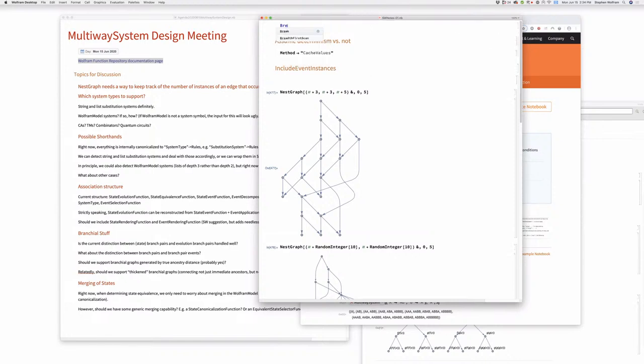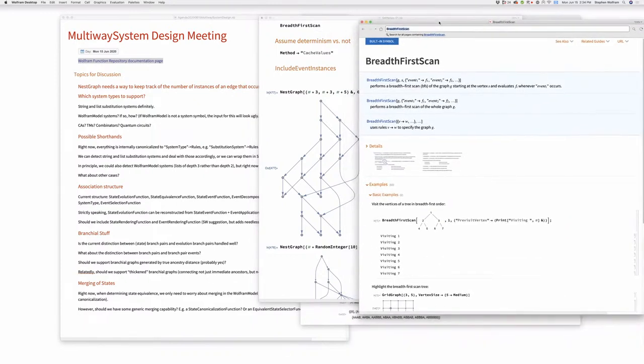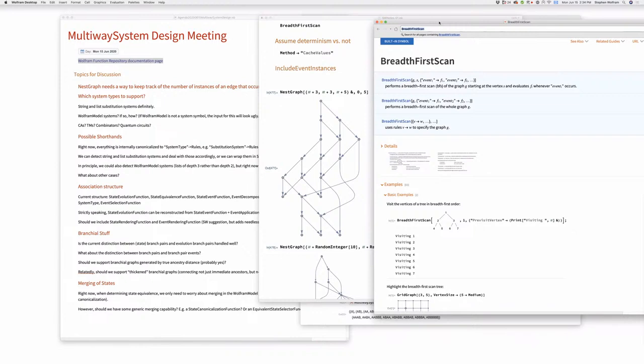What does breadth first search do with that? Yes and no. Right. Because it's a matter of use, and in this case, the use here is the multi-way system. We want to build it on top of NestGraph. So there is that point of view, which is valid. And definitely we should add that. But we should also make sure that the function remains general enough for other behaviors.